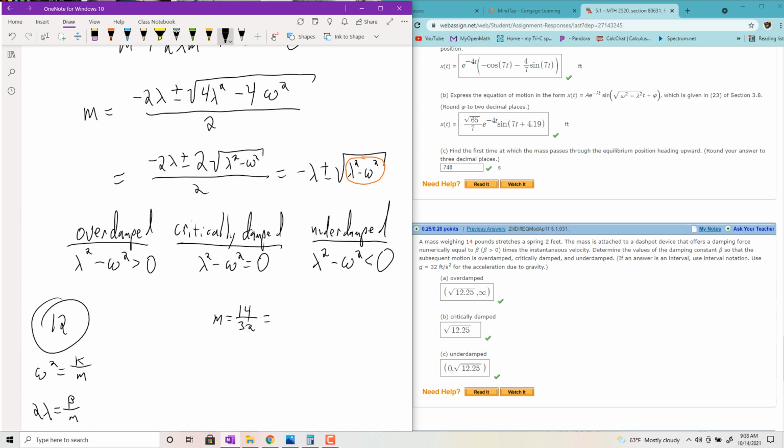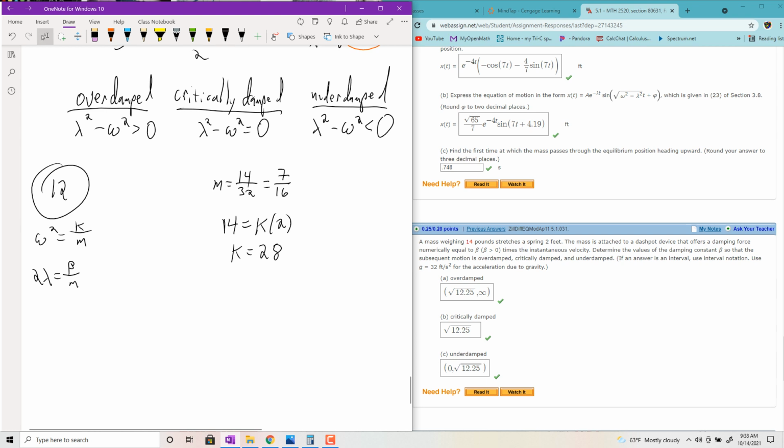Excuse me, that's going to be 7 all over 16, I believe. And then I'm going to get omega squared. I need the constant k, so I need to use my Hooke's law formula for that. So 14 equals k times 2, so k is apparently 28. And then I can get k over m.